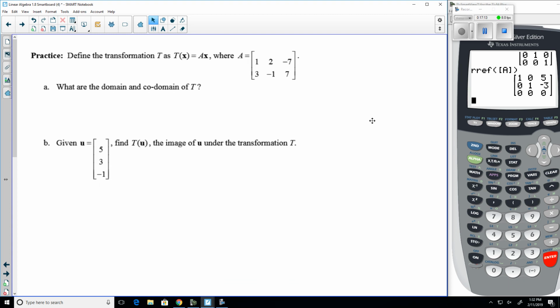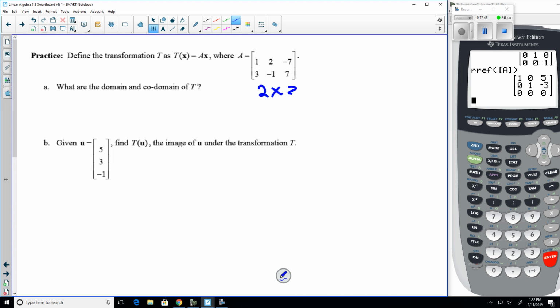All right. So we have a new matrix, and this A times X is going to be our transformation T. So T is A times X, and this is the A. And we want to know what are the domain and codomain of T. So what kind of vectors can you plug in, and what kind of vectors come out? You can tell by the size of A. It'll tell you what kind. So what's the size of A?